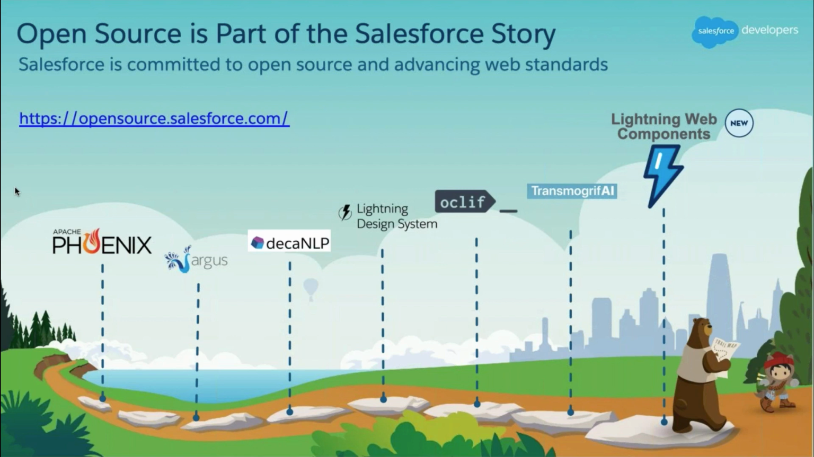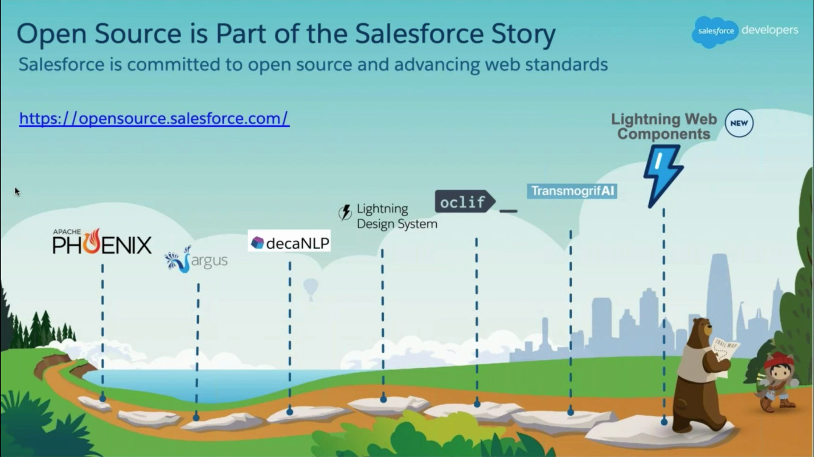So if you look at the screen, open source has been a part of the Salesforce story since the very beginning. And to all the audience, if you're interested to see what our contributions are, what our creations are, you can go to this website, opensource.salesforce.com, where you will be able to see the complete list of open source offerings. And like any other open source offering, you can contribute to it, and you can report issues as well.